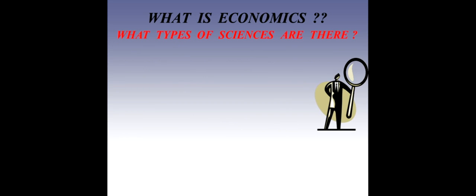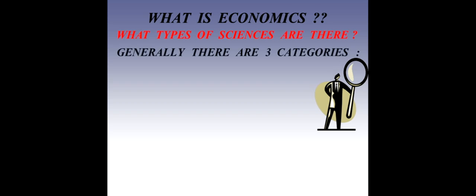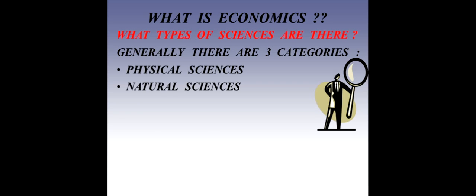This then leads us to a second simple question. What types of sciences are there? And there generally are three categories that most people are familiar with. The first are the physical sciences, the second natural sciences, and then the social sciences, which is what we're dealing with in the study of economics.